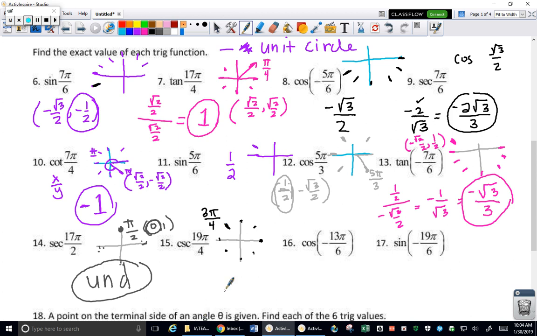Which has a y value of root 2 over 2. Now, if we reciprocate root 2 over 2 and we do some simplifying, we get an answer of regular old-fashioned root 2. So the cosecant at 19 pi over 4 is positive radical 2.